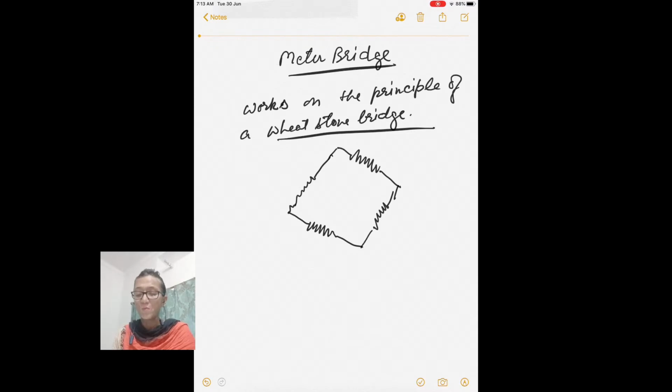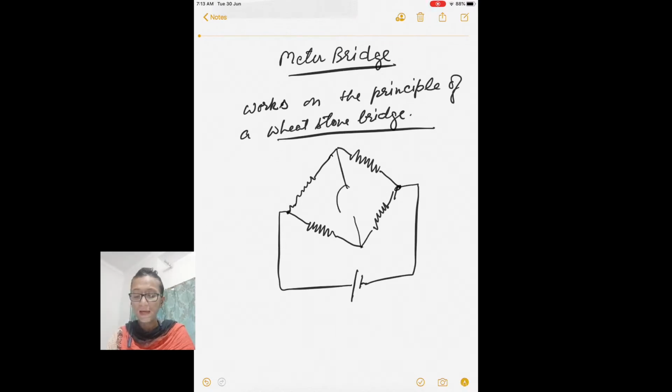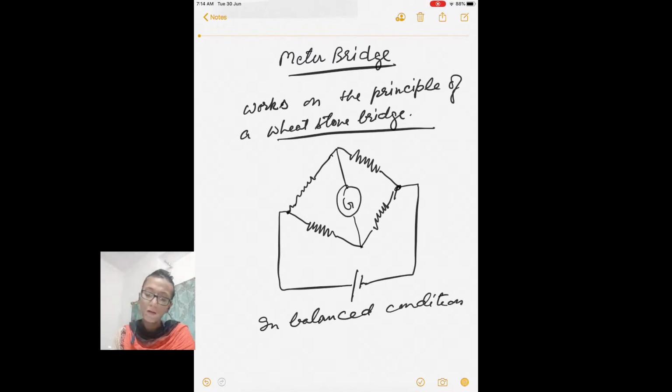Now, in a Wheatstone bridge, any two diagonally opposite points, any two out of the four, are connected with a battery, and the remaining two diagonally opposite points are connected to a galvanometer. Now the Wheatstone bridge is balanced. In balanced condition, let me name these resistances R1, R2, R3, R4.